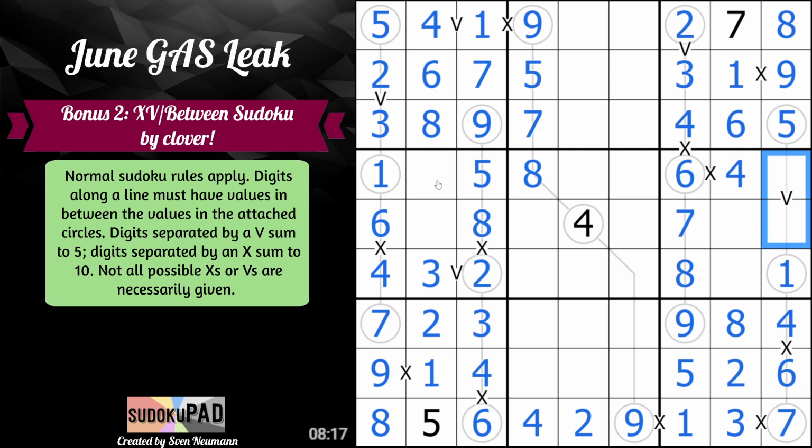9, 7, 8. This was what? 9, 7. 9 gives us 9, 5. Then 2, 3, and what? 2, 3, 9. Where is 9 going to go? Here. Then across here, 5, 6, 7. This can't be 5 or 7, so it's 6.